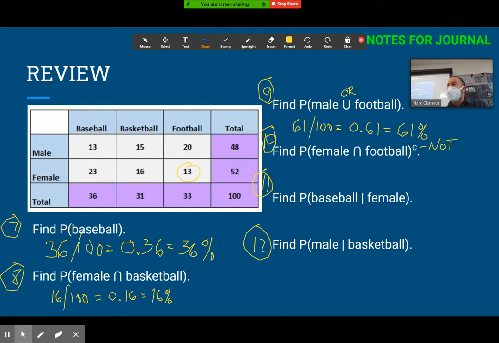How do I figure that out? There's a couple of ways to do it. Well, if 13 females like football, how do I want to find out the probability of that not happening? If the probability of it raining tomorrow is 70%, the probability of it not happening is 30%, right? It's just the rest of it. Okay? Subtract it. I can subtract that from 100. What's 100 minus 13?